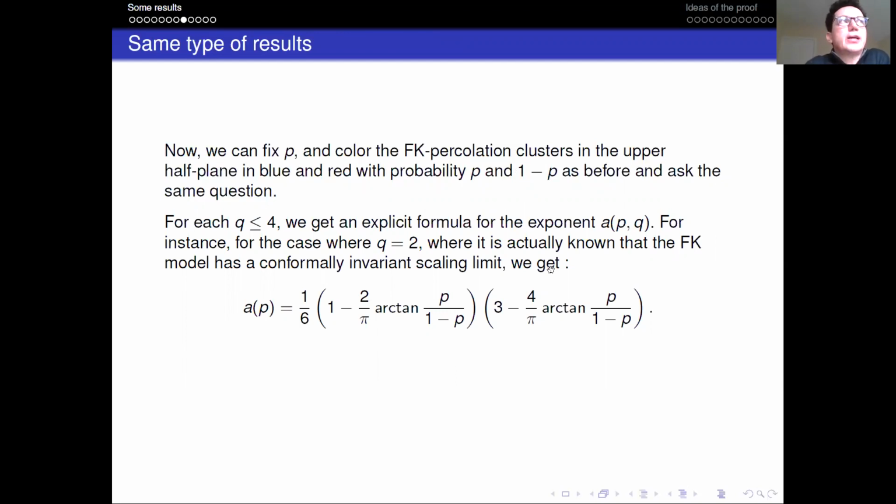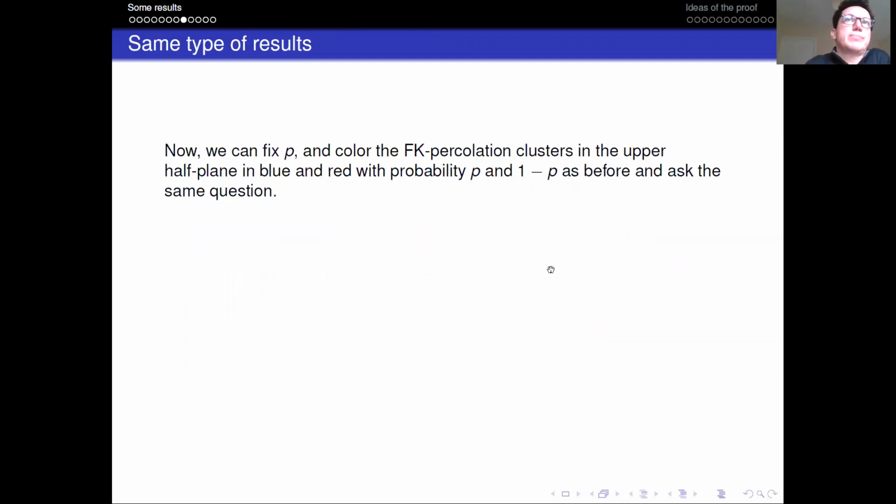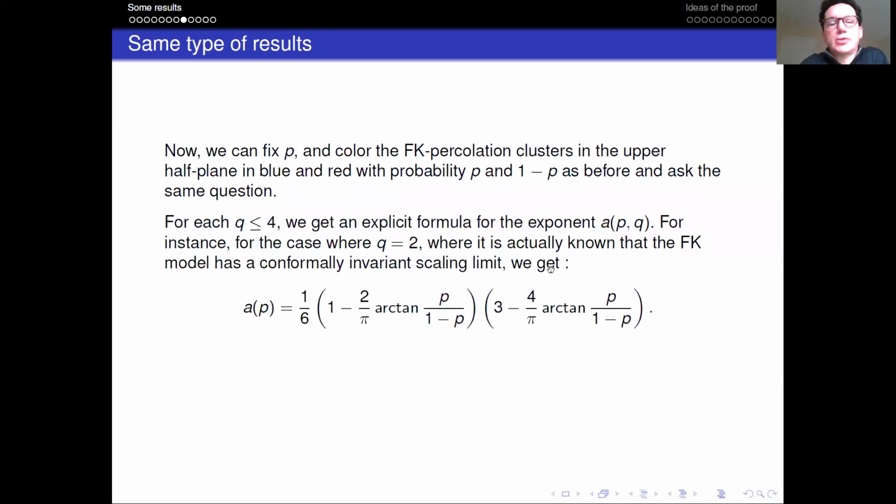This model of coloring FK clusters is sometimes known as fuzzy Potts models or divide and color models, and has been looked at by various people, including Ole Häggström and others. It is an interesting model in itself, and I'll explain in a moment also some other reasons to look into that. And here we get basically a similar expression for the exponent a that describes the decay of the probability. I mean, the boundary one arm exponent for this model.